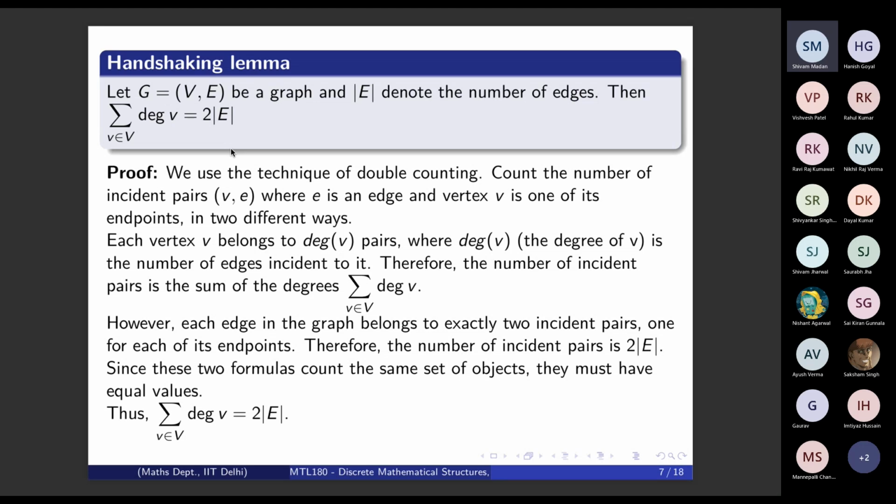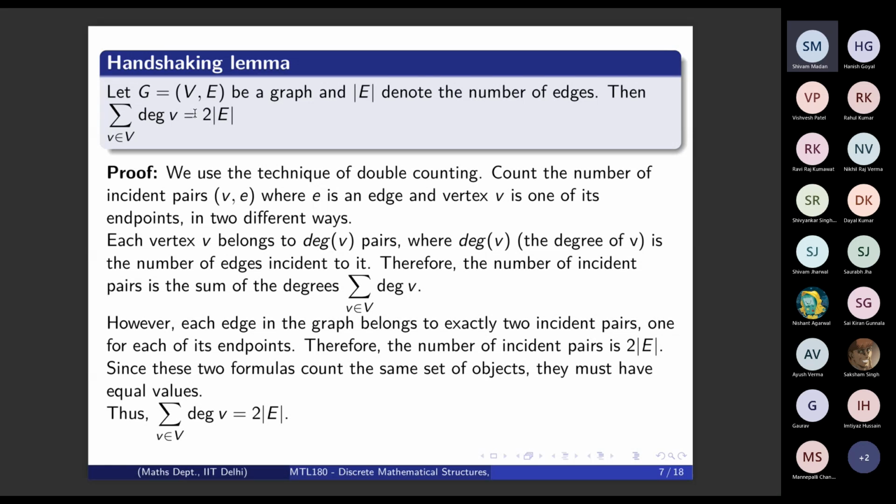Okay, now we are ready to state one lemma. This is a very interesting and very useful lemma. It is called the handshaking lemma. Let G be a graph, which is a collection of vertices and edges. Cardinality of E denotes the number of edges. Then the summation of degree of V equals 2 times the cardinality of E. Okay, so this is the lemma. It is called the handshaking lemma.